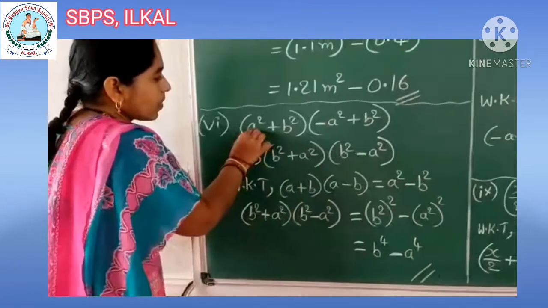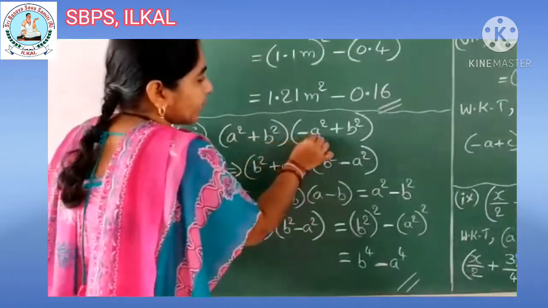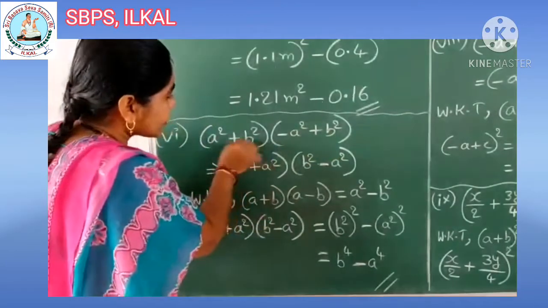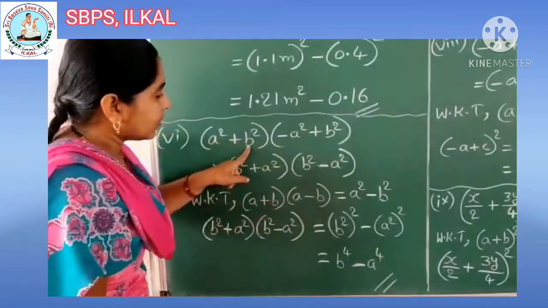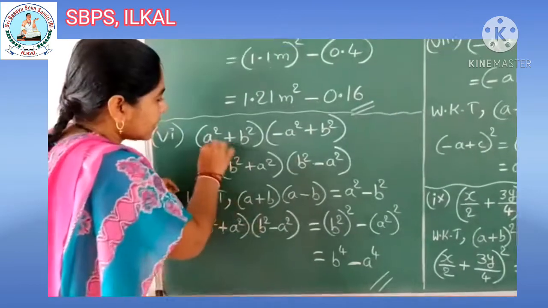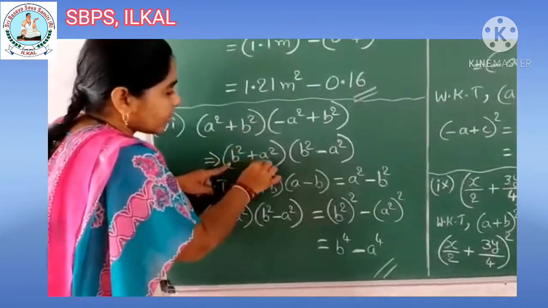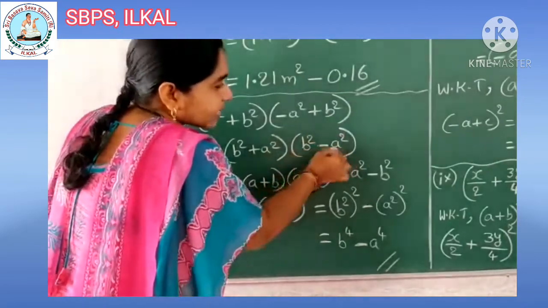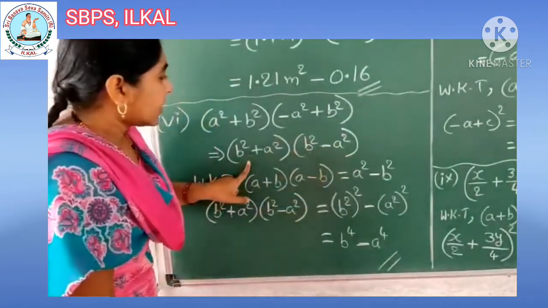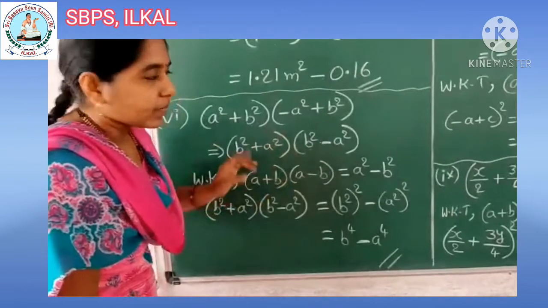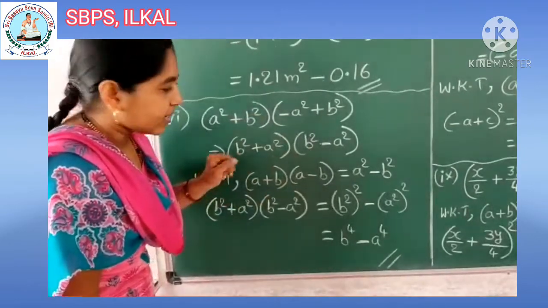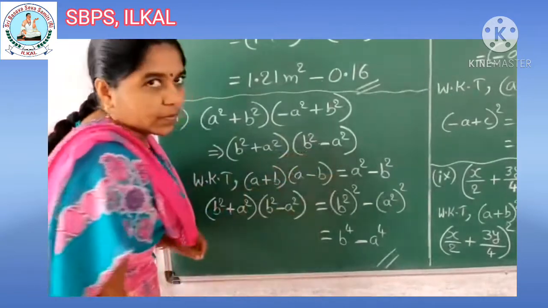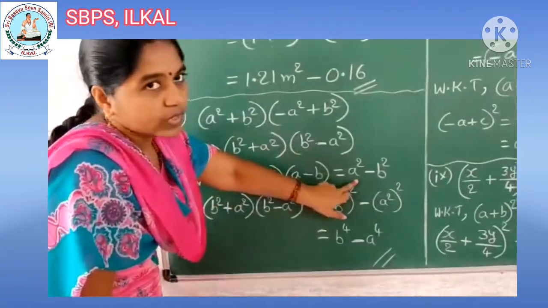Next one. A square plus b square minus a square plus b square again. Observe here children. This just I changed. A plus b is there. B plus a I have written. A square plus b square I wrote as b square plus a square. Here minus a square plus b square I wrote as b square minus a square. Okay. Then now we can use any identity. Otherwise we can't use any identity here. Little change after it became a plus b into a minus b form. Then a square minus b square we can use.